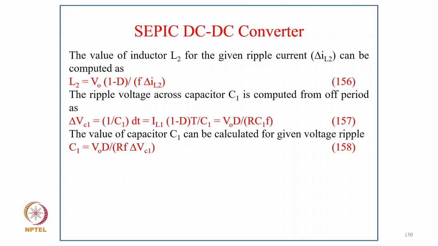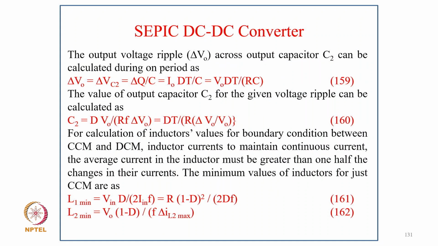The ripple voltage across capacitor C1 is computed over the period. So delta VC1 equals 1 upon C times the integral of i dt, that is IL1(1 − D)T upon C1, or VO·DT upon R·C1·f, and the value of capacitor C1 can be calculated for the ripple. So C1 equals VO·D upon R·f·delta VC1.